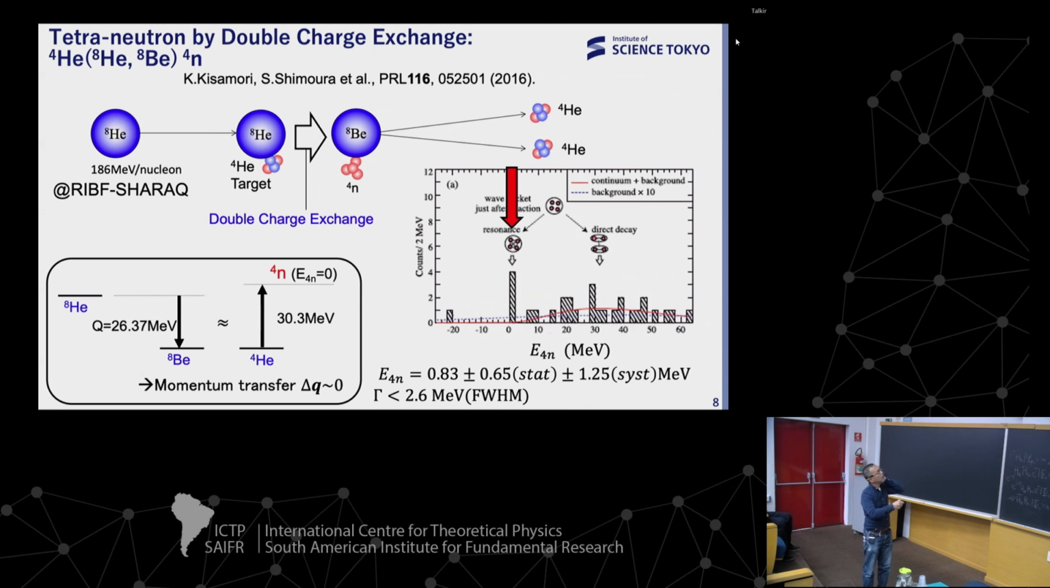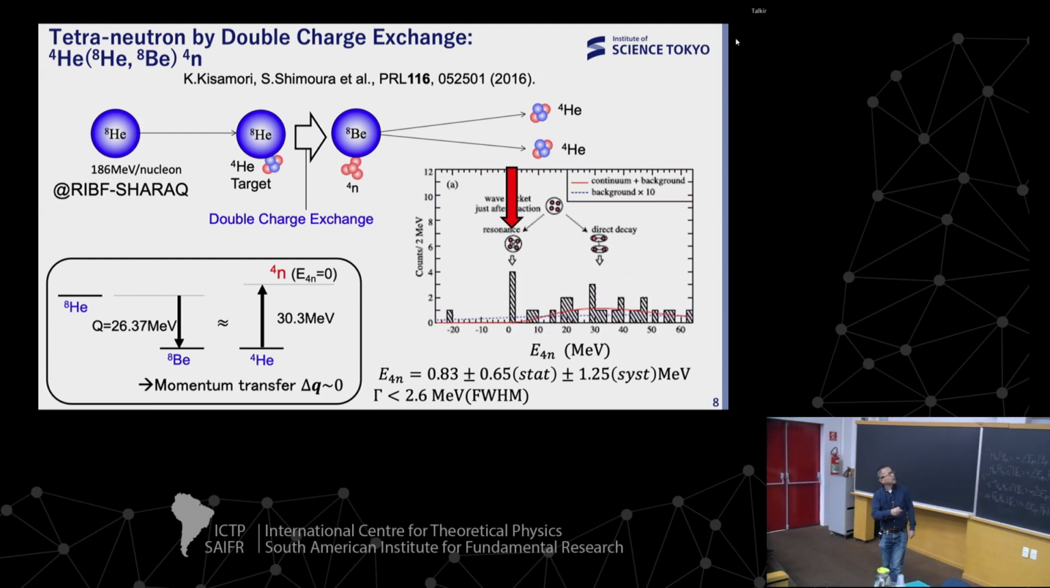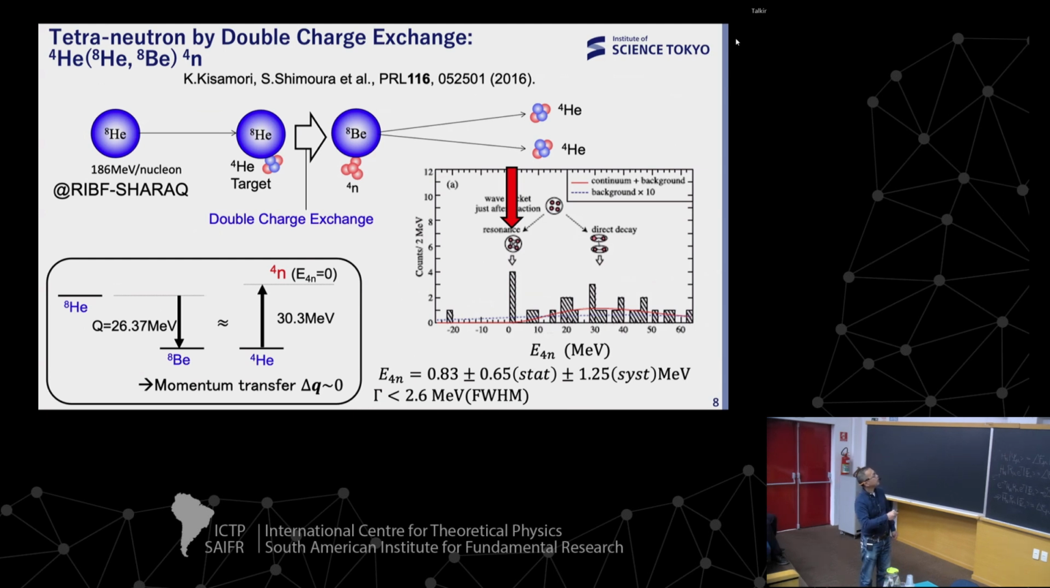Then 2 protons are removed from helium-4 into beryllium-8, and 2 neutrons are removed from helium-8 to the 4-neutron system, like this. And the beryllium-8, we know that it is very unbound. It decays into helium-4 and helium-4. So what they measured is this helium-8 momentum and also the helium-4 momentum, and then extract the mass of this 4-neutron system like this. Okay, so before going into that, I should explain this thing.